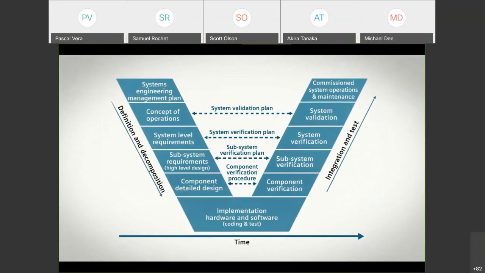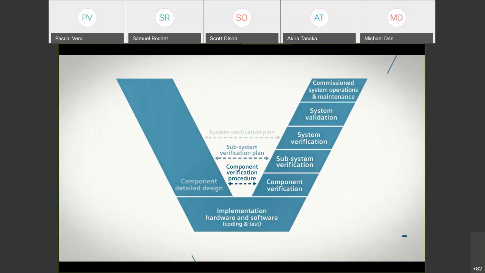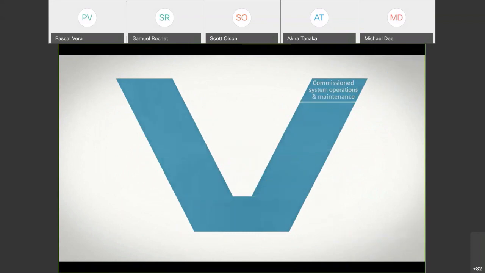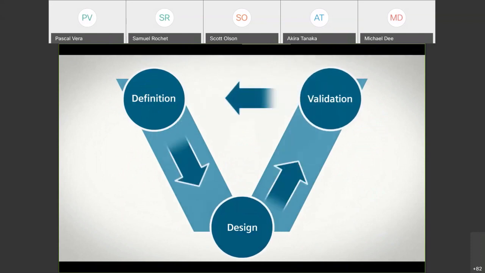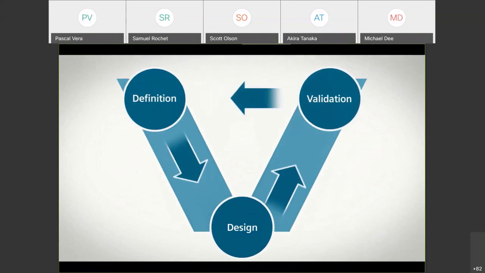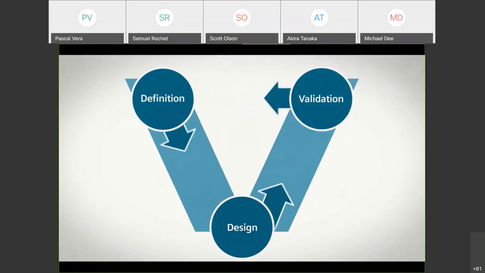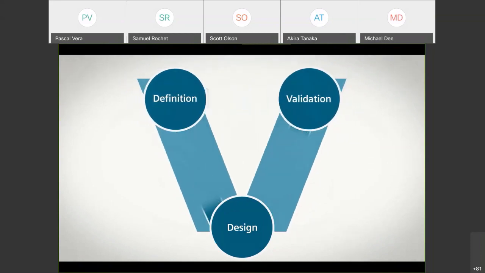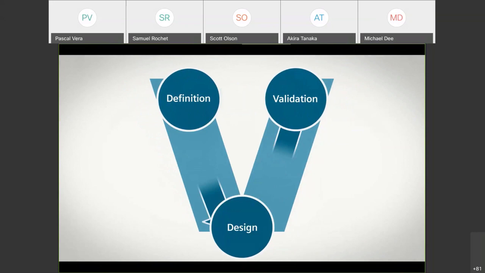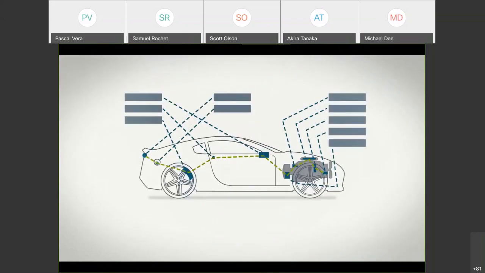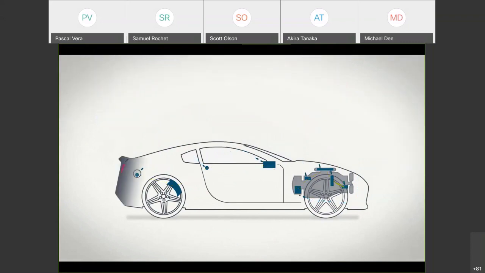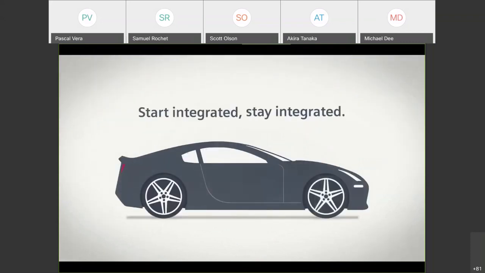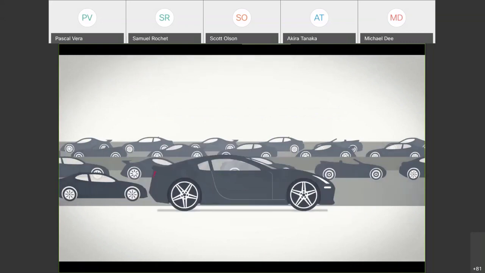Because the digital thread is integrated with the product lifecycle, it's part of processes like product change, workflow, and variation. The digital thread effectively closes the loop between validation and definition, collapsing the entire product development cycle, moving your organization toward a continuous engineering process. With Teamcenter integrated multi-domain system modeling and the digital thread it creates, you can start integrated and stay integrated. That's ingenuity for life.